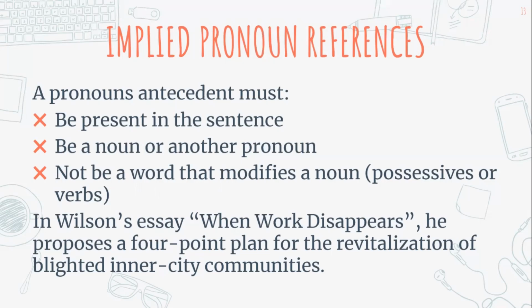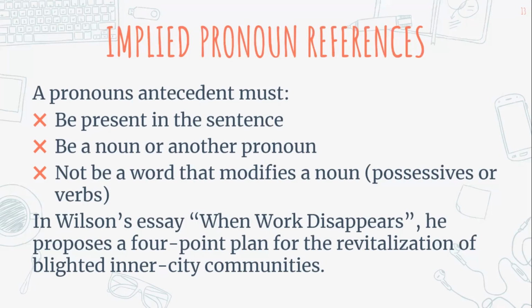But yes: "In Wilson's essay, When Work Disappears, he proposes a 4-point plan for the revitalization of blighted inner city communities." So here, the antecedent for "he" is supposed to be Wilson, but Wilson is nowhere to be seen in the sentence. We just see "Wilson's essay," but not Wilson by himself.